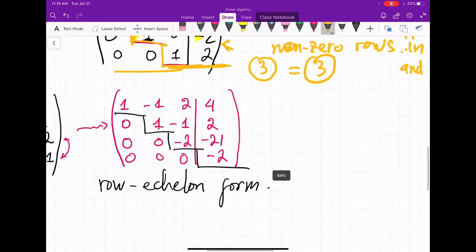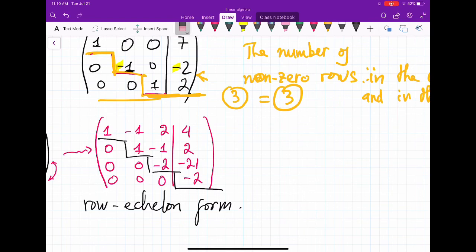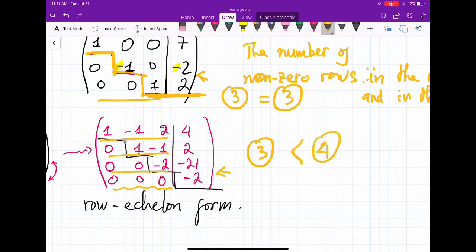But in this example, what is the number of non-zero rows in the coefficient matrix? You have 1, 2, and 3. The last row is already 0 in the coefficient matrix. So you got 3 in here. What is the number of non-zero rows in the augmented matrix? In this example, you have 4. 3 less than 4. Okay?